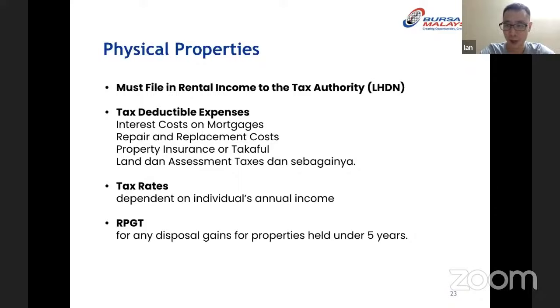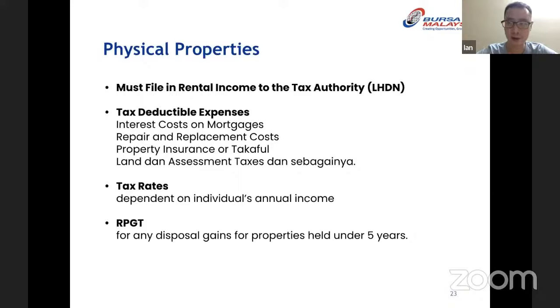Well, therefore, we have to pay RPGT. Okay, so now RPGT, it depends. It is very important for investors to get the latest news on RPGT. But suffice to say, if you buy a piece of property and hold it for less than 5 years, of course you are going to pay RPGT. Anything above 5 years, then it depends on the latest government announcements. We have to check them out. So we have to be very aware of the tax rates.